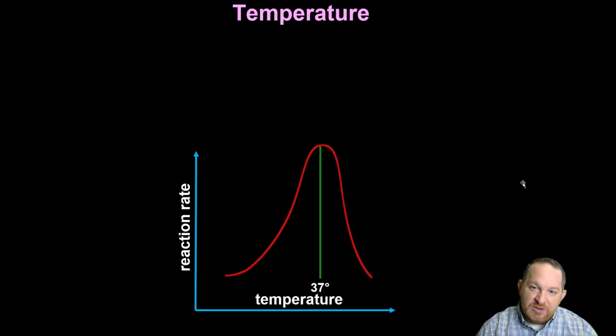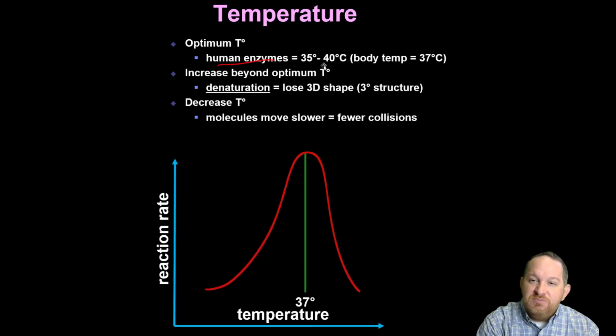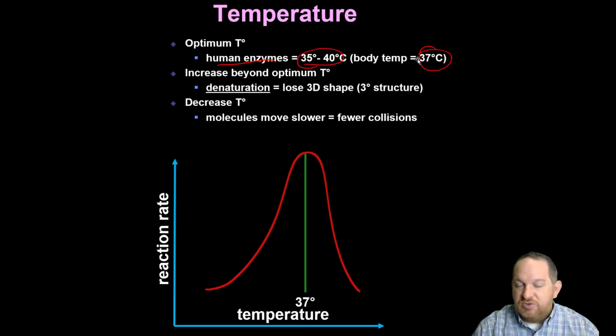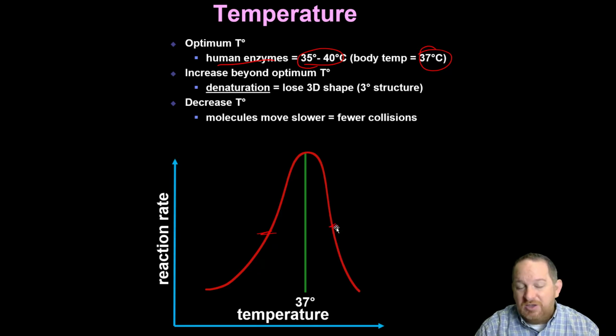Temperature is also important. Why? Because enzymes function best at certain temperatures. Enzymes evolved to function at temperatures in the organisms where they are. So if you take most of the human enzymes, they function best between 35 and 40 degrees Celsius, which is our body temperature, 37 Celsius. So they sort of have an optimum temperature. Can they work a little lower? Sure. Can they work a little higher? Sure. But notice there's an optimum temperature where you're going to get the greatest reaction.